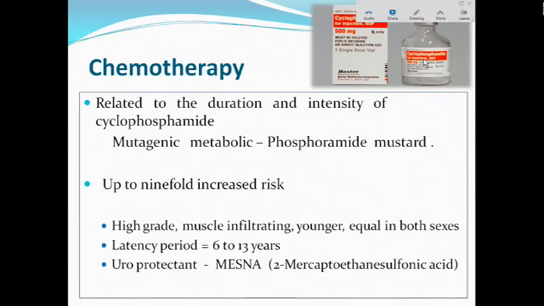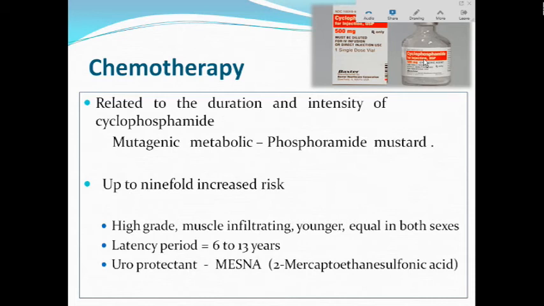So other etiological factors include chemotherapy, that is cyclophosphamide. Cyclophosphamide, as you would have already read, has very high mutagenic potential because of the metabolite phosphoramide mustard which it secretes, which increases the risk of carcinoma bladder up to 9-fold.